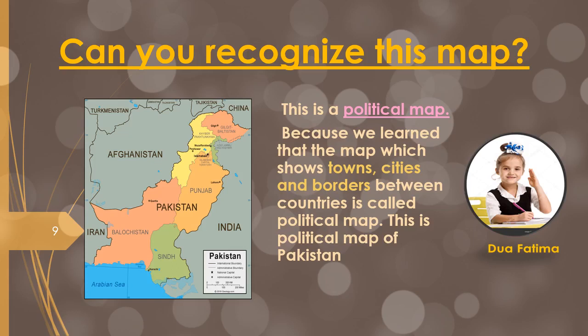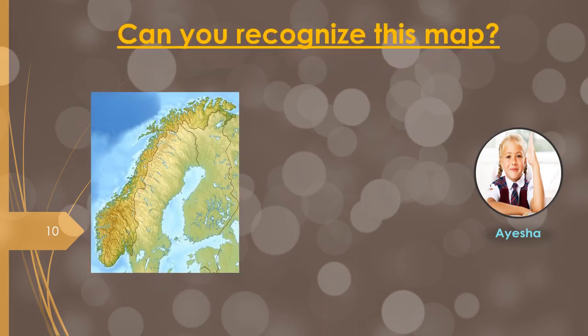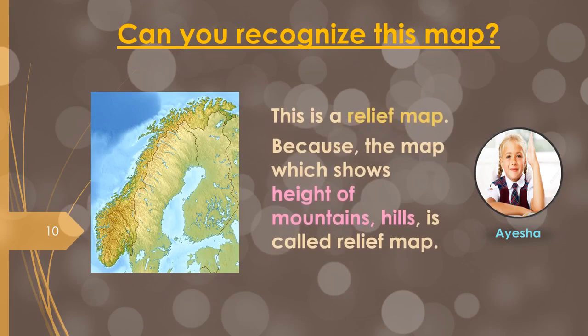The next question is again from intelligent Ashura. Ashura, are you ready? Should I ask the question? Fine. Can you recognize this map? Tell us the type of map. Sir, this is a relief map because the map which shows the height of mountains and hills is called a relief map. Thank you. Fabulous. Ashura, you are great. Students, a relief map shows the height of mountains and hills.